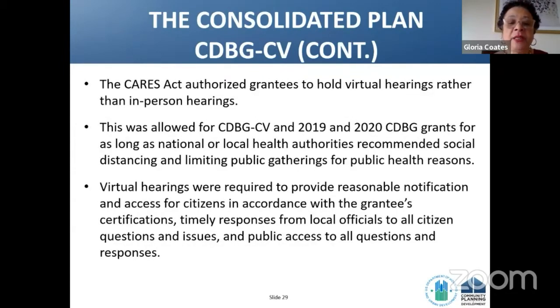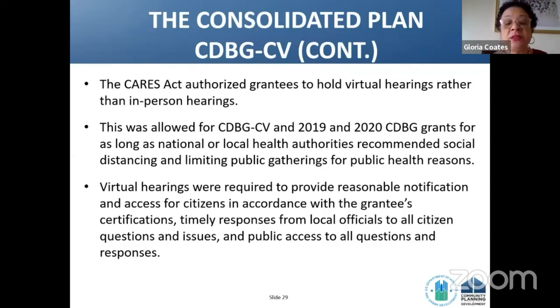Okay, another thing that the CARES Act provided for was the ability to hold virtual hearings. For as long as the program has been in existence, grantees held public hearings available to all members of the public. Virtual hearings are a little different, but they still must be made available to all. But a lot of grantees use platforms such as Zoom, Slack, Teams, and many others to hold their virtual hearings.